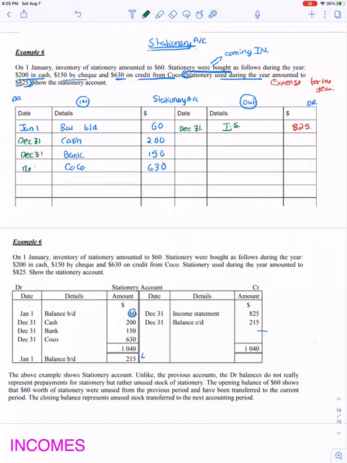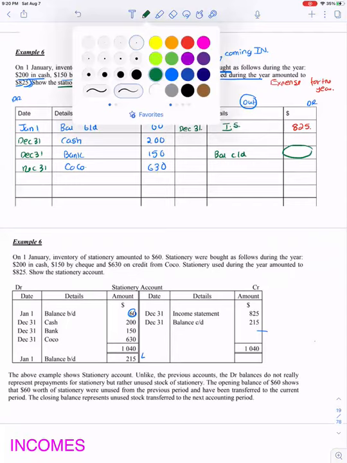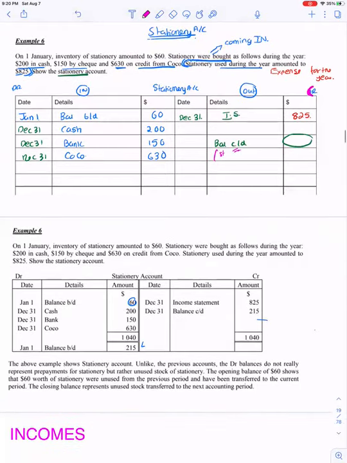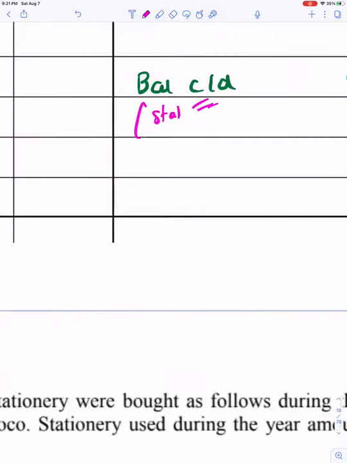Now they are asking you to show the stationery account. Close the account. You will come to know the balance of unused stationery at the end of the year. I am repeating, when you close the stationery account, the closing balance that you get on the credit side would represent the stationery unused at the end of the year.